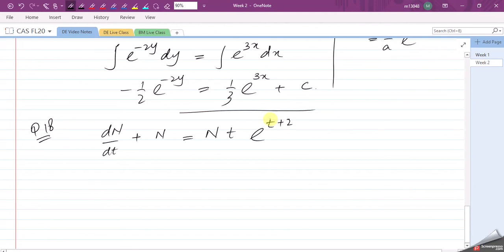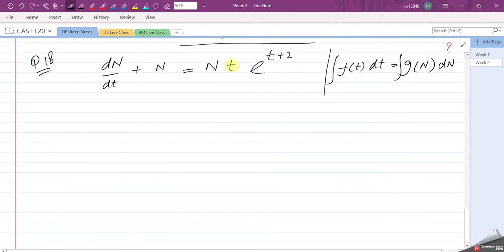So again, what do you think? Do you think it's a separable question? Can you separate them out in the form of some function of t and dt equals some function of n and dn? So that's what we are looking for. Can we do that? Let's see.